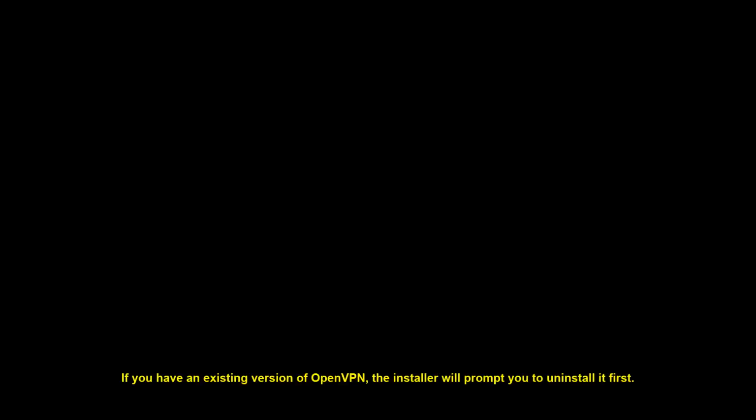If you have an existing version of OpenVPN, the installer will prompt you to uninstall it first. Follow the prompts to complete the uninstallation if required. After the old version is removed, the installer will proceed with installing the new version. Once the installation is complete, click Finish to exit the setup wizard.